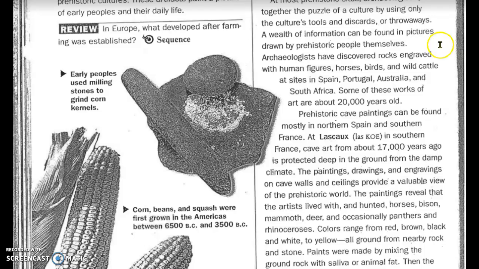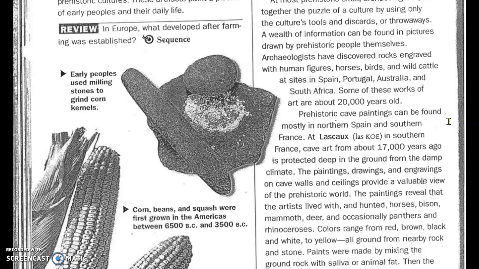Archaeologists have discovered rocks engraved with human figures, horses, birds, and wild cattle at sites in Spain, Portugal, Australia, and South Africa. Some of these works of art are about 20,000 years old. Prehistoric cave paintings can be found mostly in northern Spain and southern France.